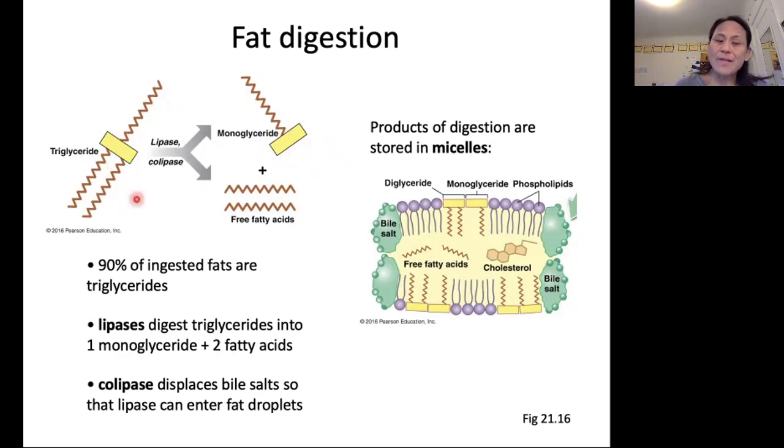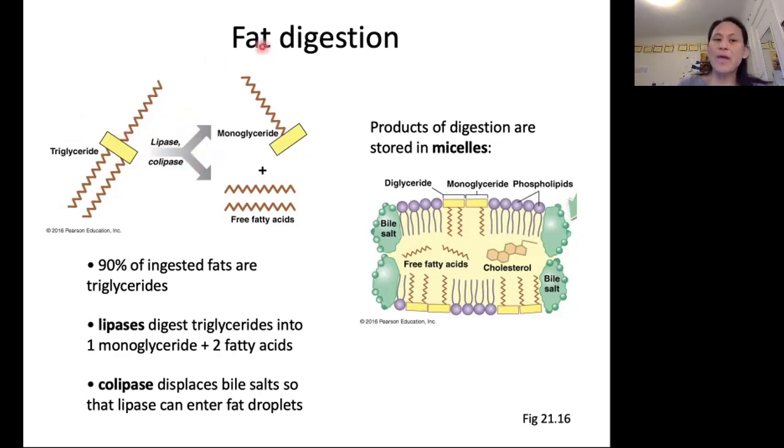We also have some assistance from a protein cofactor called colipase. And what colipase does is it displaces the bile salts in order to allow lipase to access the triglycerides. So that's the role of lipase and colipase.